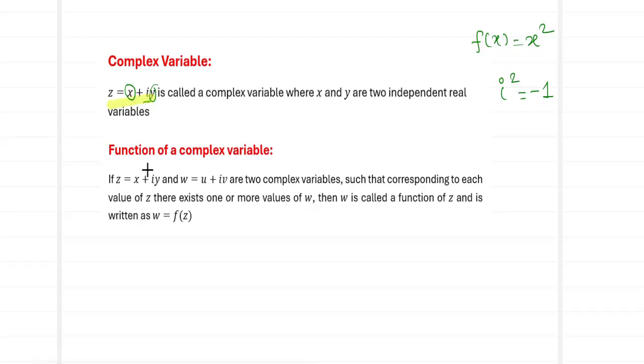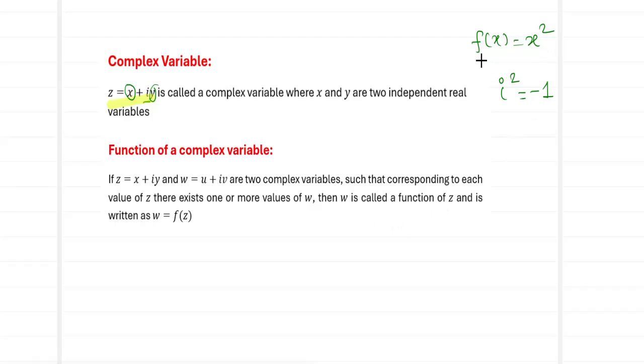Now, what is a complex function? If I have z is equal to x plus iy and w to be equal to u plus iv as two complex variables, such that corresponding to each value of z, there exist one or more values of w, then w is called as a function of z and is written as w equal to f of z.